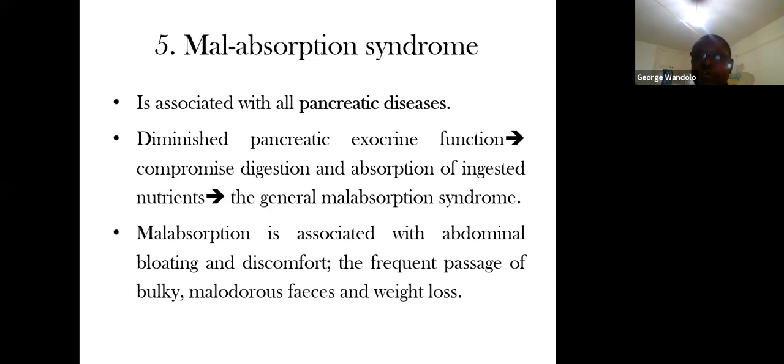So malabsorption is associated with abdominal bloating and discomfort, and the frequent passage of bulky malodorous feces and weight loss. Malodorous means foul smelling, okay? Bulky, foul smelling stools and loss of weight in a patient who has a bloated abdomen, we think of malabsorption. And when we think of malabsorption, we frequently think of reduced pancreatic secretions.